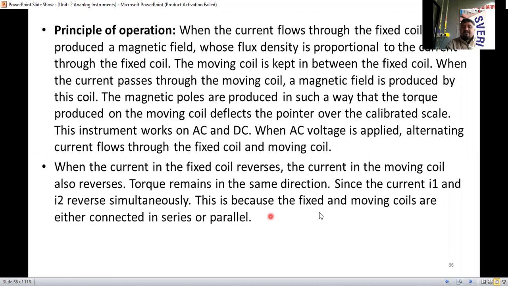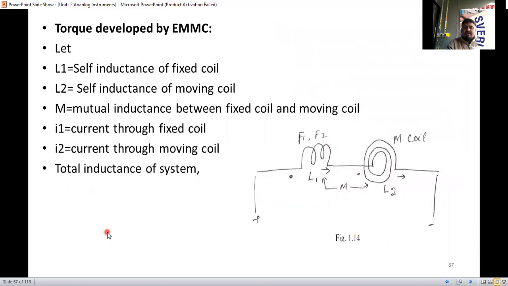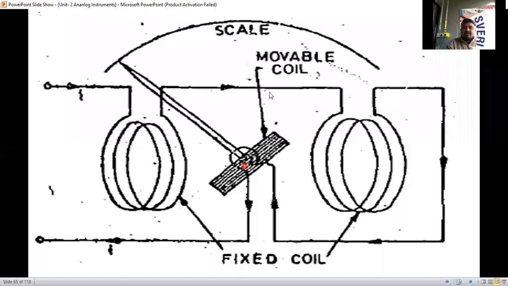This is because the fixed and moving coils are either connected in series or parallel. You can connect them in series, and you can connect them in parallel also. I will explain that in a later operation. The EMMC instrument we can use as an ammeter, a voltmeter, and also a wattmeter. You can use this instrument as an ammeter, voltmeter, and wattmeter.